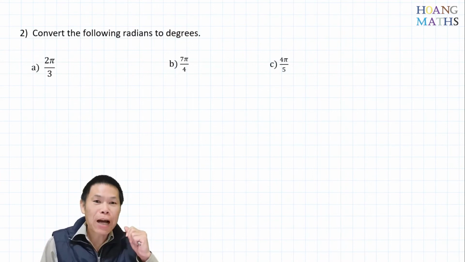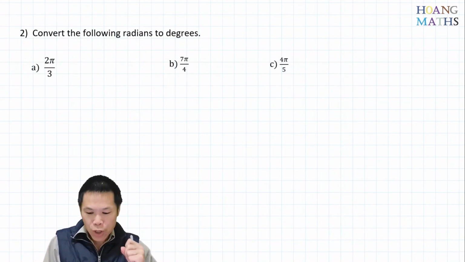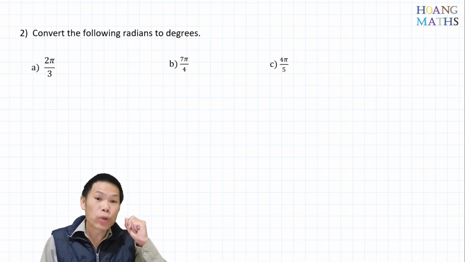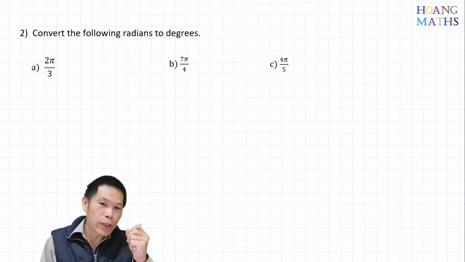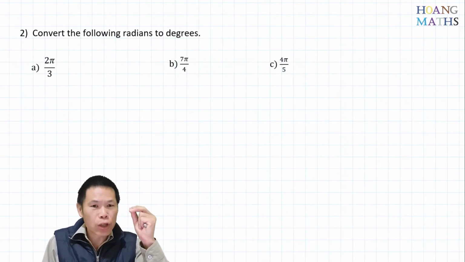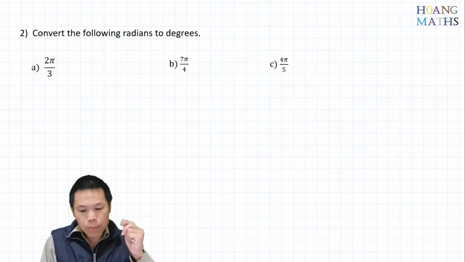Hi, I'm back. How do you go? So let me go through them with you. So we want to convert these to degrees. Of course, we want degrees, so therefore we'll put 180 degrees on top, over pi. So keep that in mind.